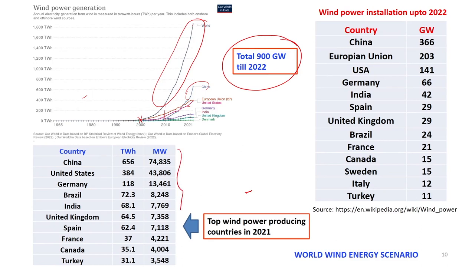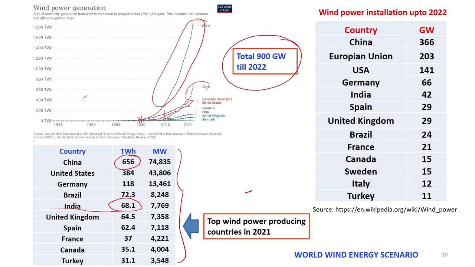These are the countries which are listed as top wind power producing countries in 2021. China alone produced 656 terawatt hour, followed by United States, which is 384 terawatt hour. India is here, which is 68.1 terawatt hour.